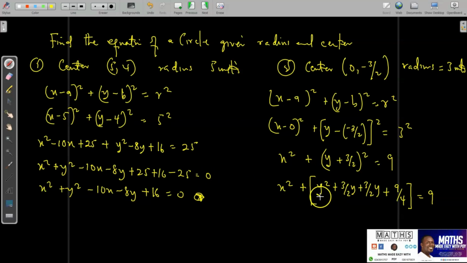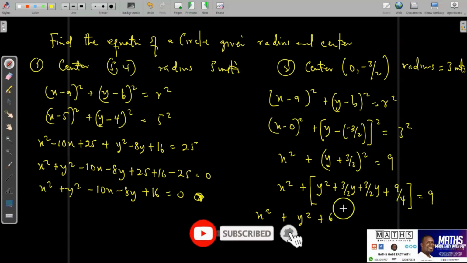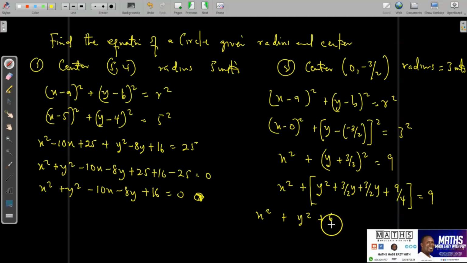Yes, please. Good. If that is cool, then we are going to have x squared plus y squared, then plus 6 on 2. 6 on 2 is the same as what? The 3 on 2 plus 3 on 2 will give us 6 on 2, and that will give you 3. So we have 3y, then plus 9 on 4 equal to 9.